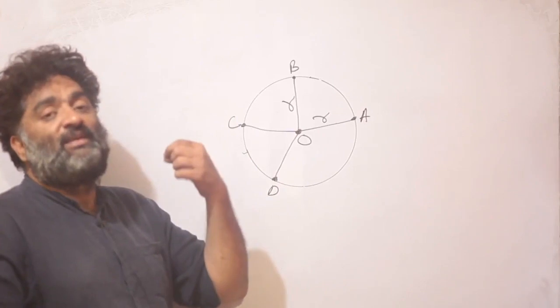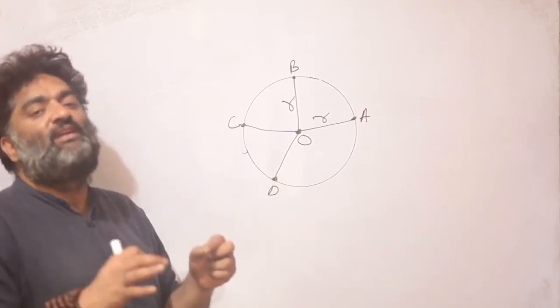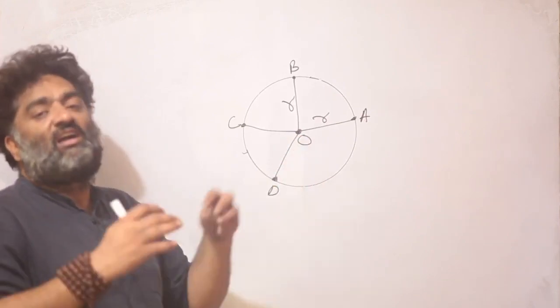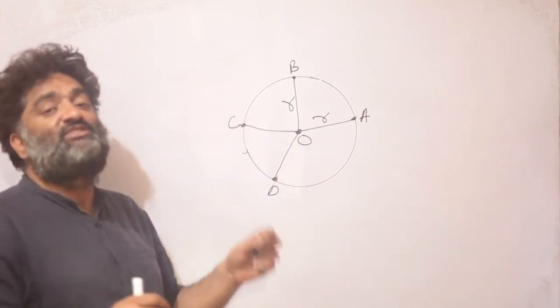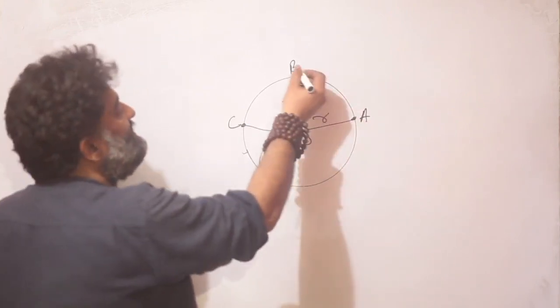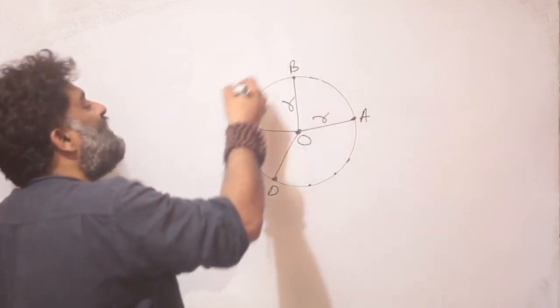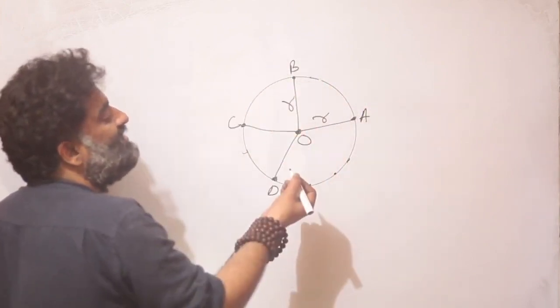In fact, the most basic definition of the circle is a collection of points equidistant from a given point. A collection of points in a plane which are equidistant from a given point in the same plane. So all of these points A, B, C, D and as many as you can think of, if you connect all of them together, you will get a circle.